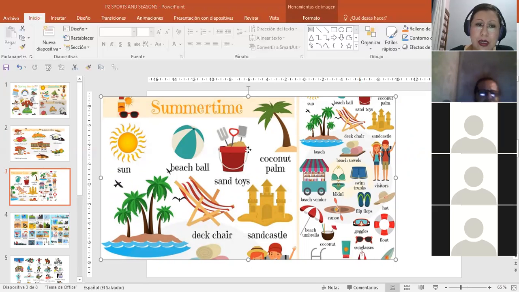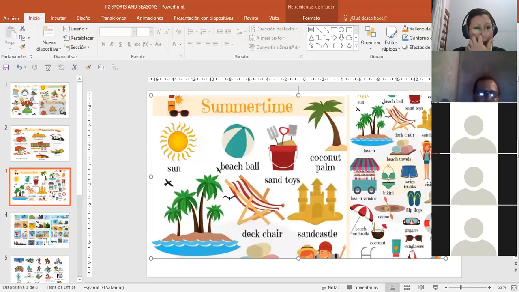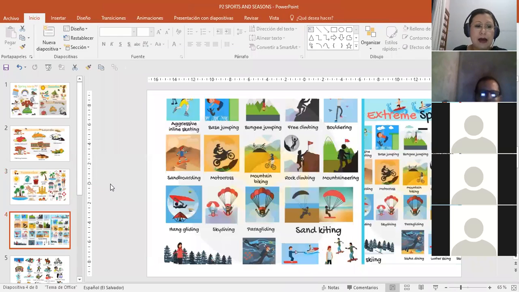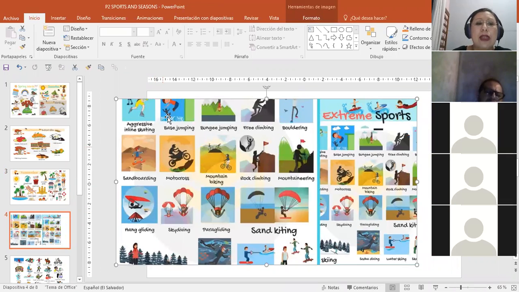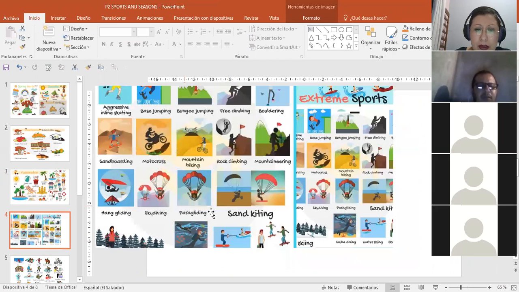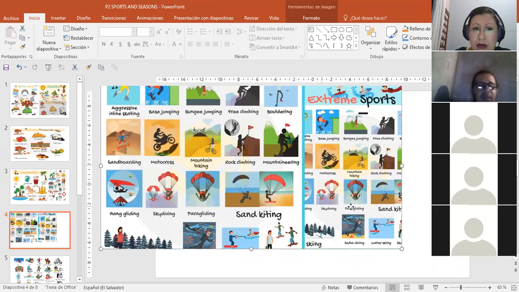Ok, perfect. Thank you. This is about the seasons, right? And here I have vocabulary for sports. For example, we have aggressive inline skating, base jumping, bungee jumping, free climbing, bouldering, sandboarding, motocross, mountain biking, rock climbing, mountaineering, hang gliding, skydiving, paragliding, sand kiting. So we have, okay, those are the same.